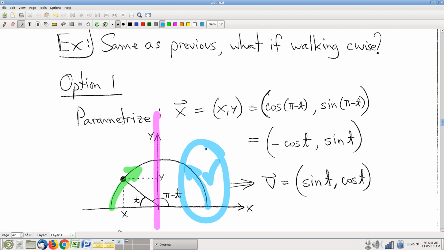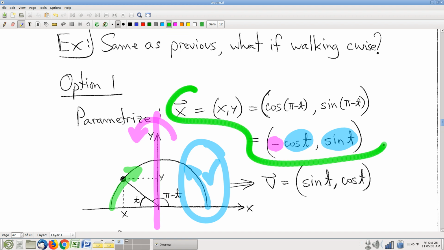And reflecting over the y-axis gives me a minus sign on the x-coordinate. So I take my blue curve, cosine t, sine t, reflect with that minus sign, and the result is my green curve. That's a different way to think about it. I know you might like that more, you might like that less. It's a different point of view.